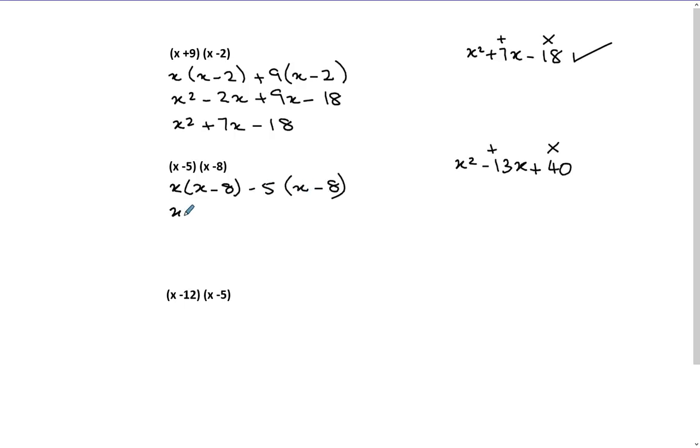which gives you x squared minus 8x minus 5x. Minus times minus is positive, and 5 times 8 is 40. And your final answer is x squared minus 13x plus 40.